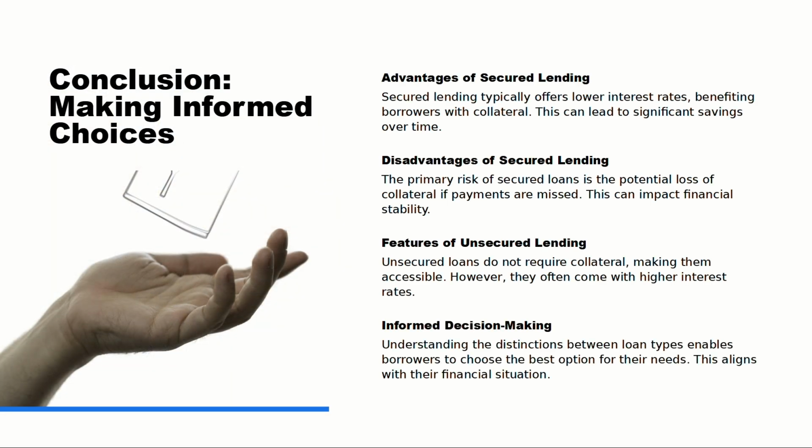Conclusion: making informed choices. Advantages of secured lending. Secured lending typically offers lower interest rates, benefiting borrowers with collateral. This can lead to significant savings over time. Disadvantages of secured lending. The primary risk of secured loans is the potential loss of collateral if payments are missed. This can impact financial stability. Features of unsecured lending. Unsecured loans do not require collateral, making them accessible. However, they come with higher interest rates.